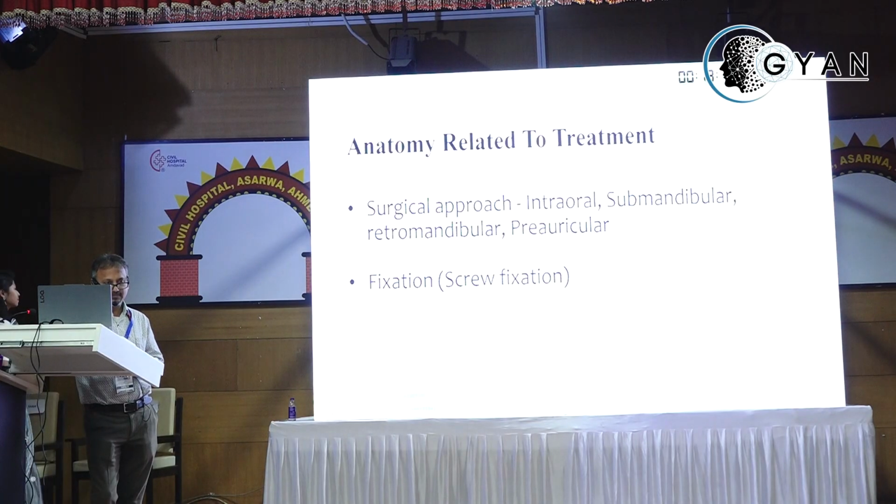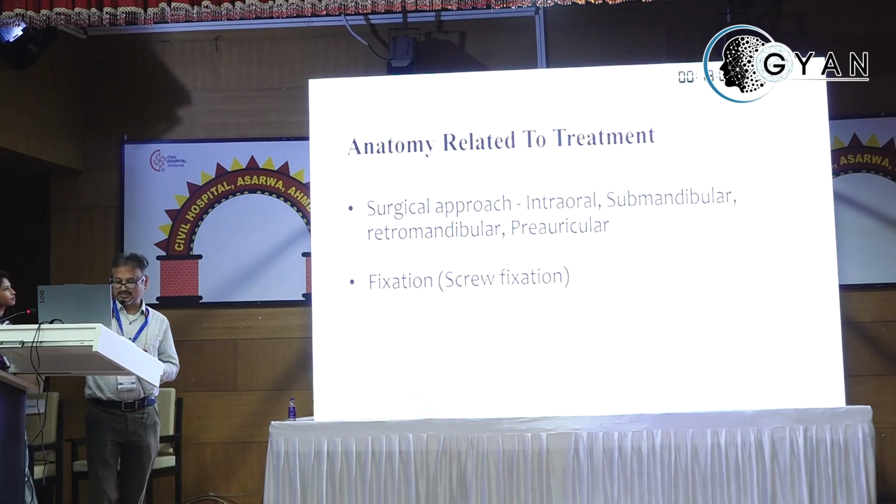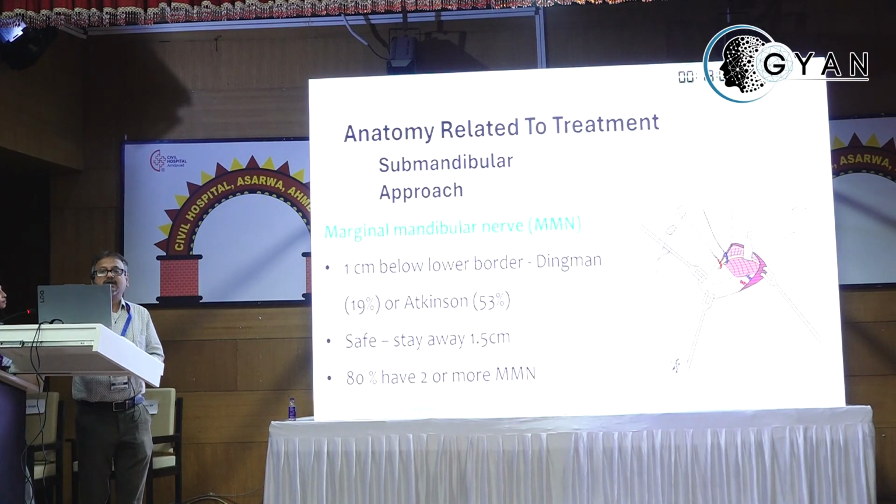All we have to think about is only 4 structures. That is what I'm going to talk about. One is the marginal mandibular nerve, then the facial artery, facial vein, and retromandibular vein. That is the only thing which is going to be repeated again and again. So we'll see anatomy related to the submandibular approach.